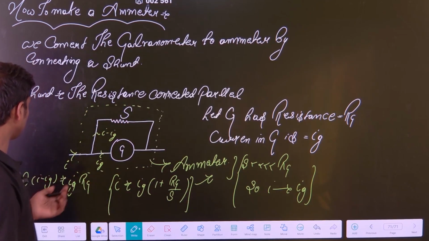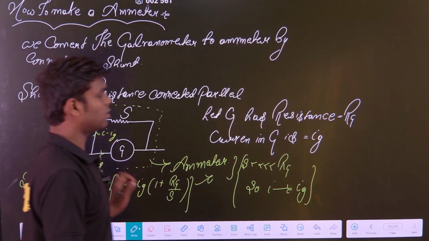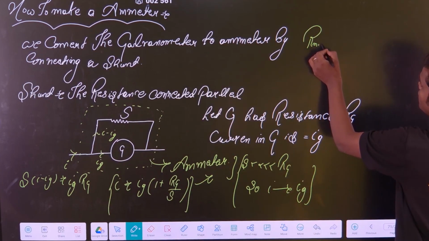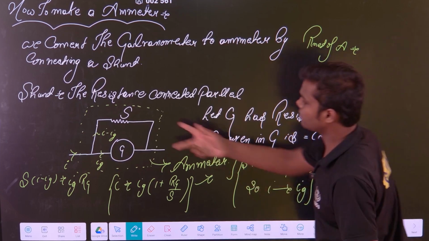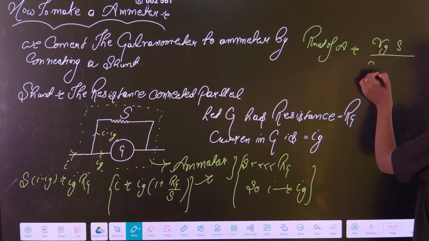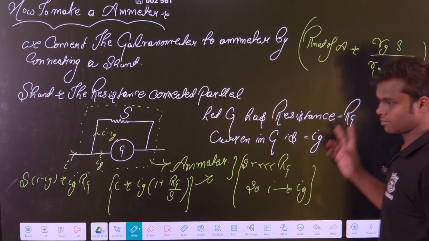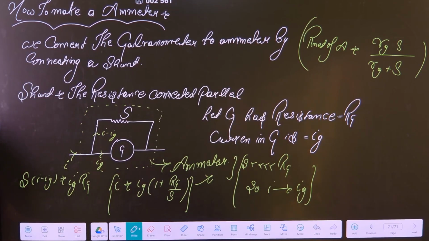Sometimes in the paper they ask you to calculate the S value. They will give you I, Ig, R, everything will be given. They will directly ask you to calculate S. So that is called a shunt resistance. If I ask you what is the resistance of the ammeter, R net of ammeter, can you tell me? Yes, they both are in parallel combination. So what is the value? It will be Rg into S divided by Rg plus S. That is the total resistance of an ammeter. I hope it is clear how to make an ammeter.